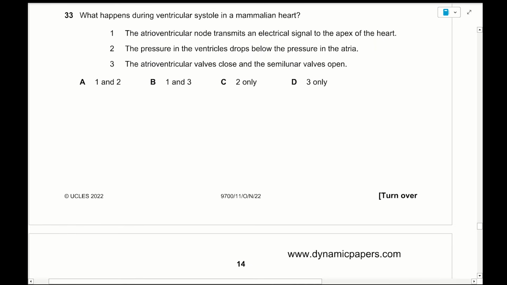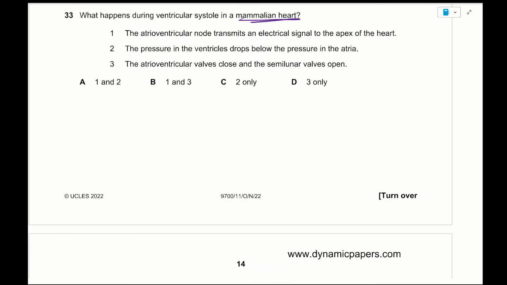Question number 33. What happens during ventricular systole in a mammalian heart? Ventricular systole is the contraction of the ventricle, and during that contraction, the pressure in the ventricle increases, pushing the semilunar valves open, and the volume in the ventricles decreases as a result of this.